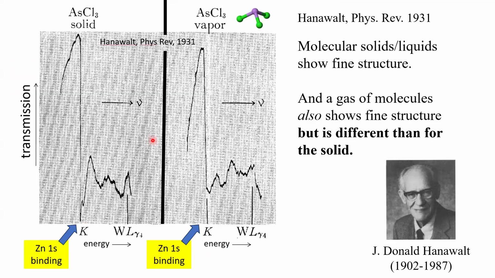He then did another experiment, this time on the very toxic material arsenic trichloride. And he compared transmission through the solid phase with transmission through the molecular vapor. And one hopes that his safety people were aware he was doing this, but I don't know if there were safety people in 1931. And what you can see is in both cases, there's fine structure. Again, this is the transmitted signal. So the absorption edge means the transmission goes down. There's fine structure in both cases, but it's different.